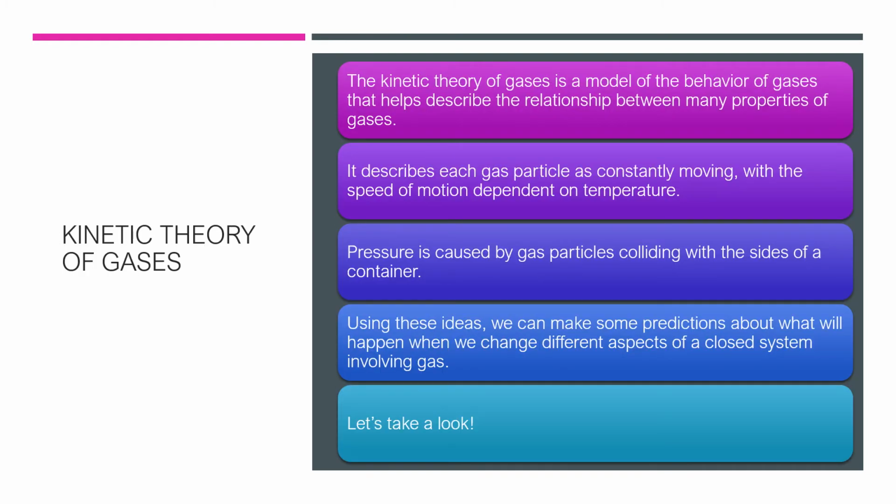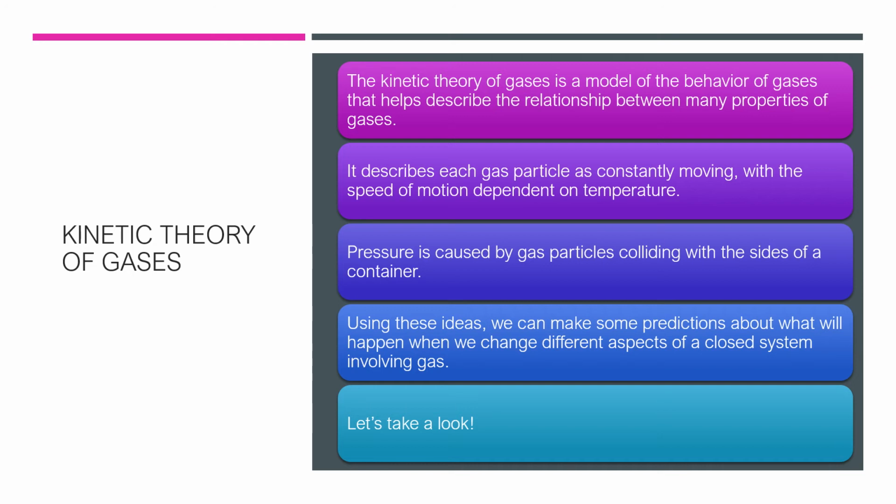The kinetic theory of gases is really more of a model than a theory, but it describes the behavior of gas particles and their motion relative to their other properties. The basis for the theory is the idea that every gas particle is constantly moving in random directions. Particles bump into and deflect off of one another. The speed at which the particles move is dependent on temperature. Particles hitting the walls of a container is what causes pressure.